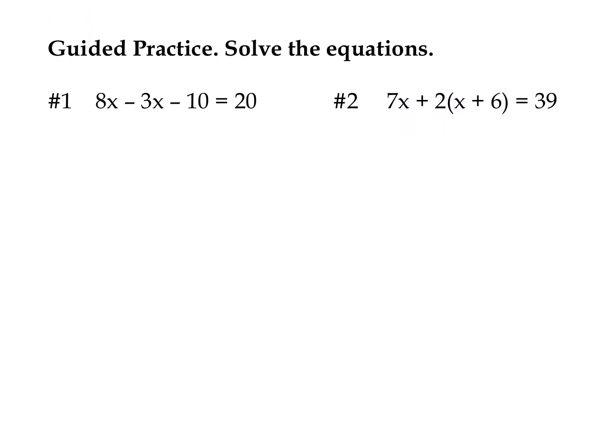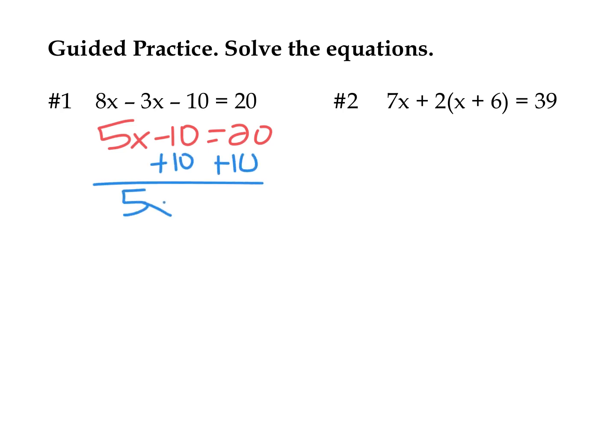In this first example, how do we simplify the side of the equation? Well, on this left side, we can simplify 8x minus 3x. Combining those like terms makes 5x minus 10 equals 20. And now we've got both sides simplified. We can add the 10 to both sides, and we'll get 5x equals 30. And we divide by 5 on both sides and get x equals 6.